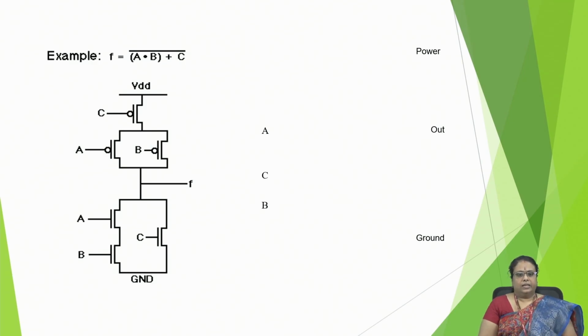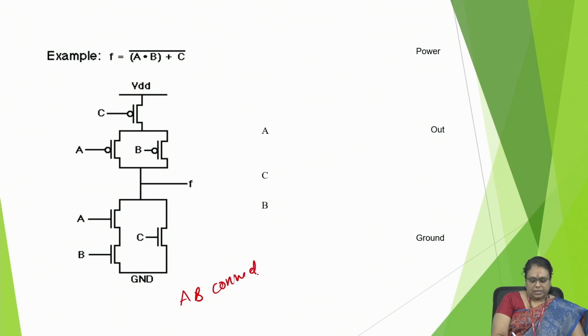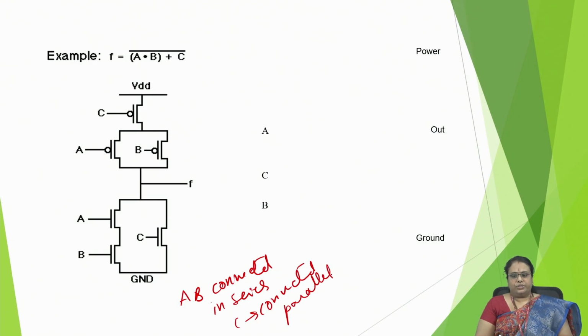See, this is just in complementary notation: A into B plus C whole bar. If you just see the expression itself, it is in complementary notation. If it's in complementary notation, it is easy for us to represent using our logic gates because there is no inverter required here. And A into B first is a series combination of A and B, right? A and B will be connected in series and C will be connected in parallel, right?